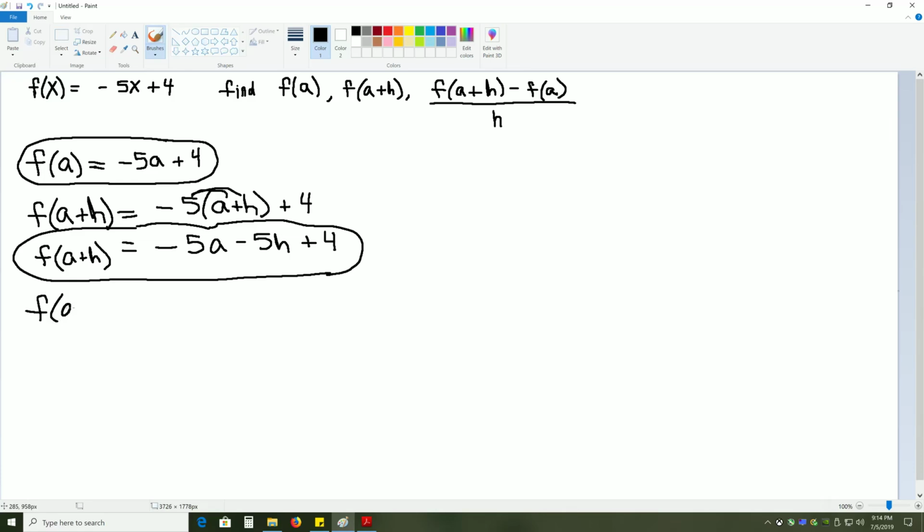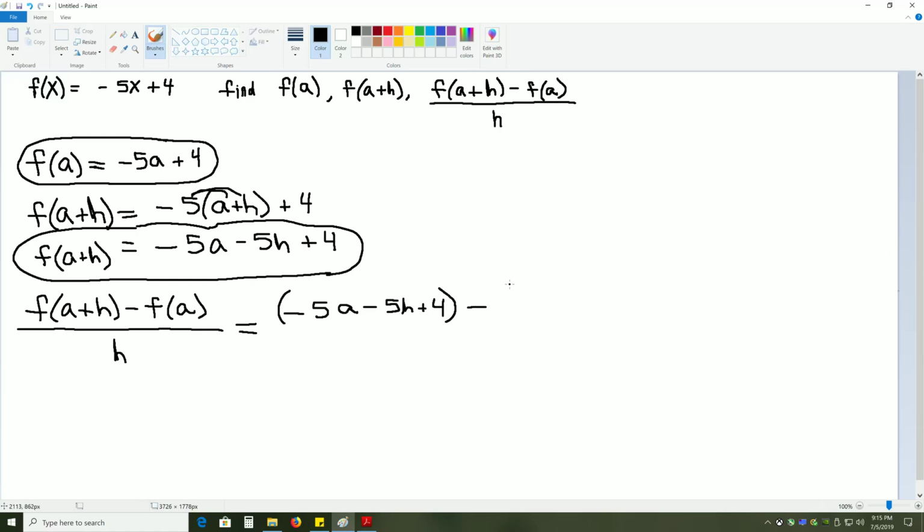which would give us f of a plus h minus f of a all over h is the same thing as negative 5a minus 5h plus 4 all minus f of a. So minus the quantity of f of a we said was negative 5a plus 4. And that's all going to be over h.